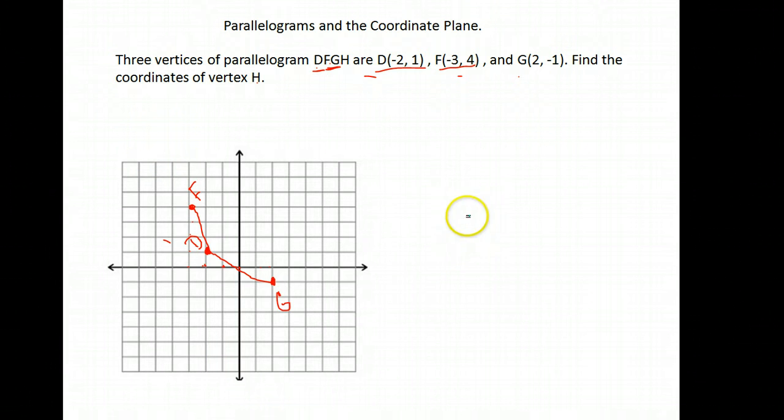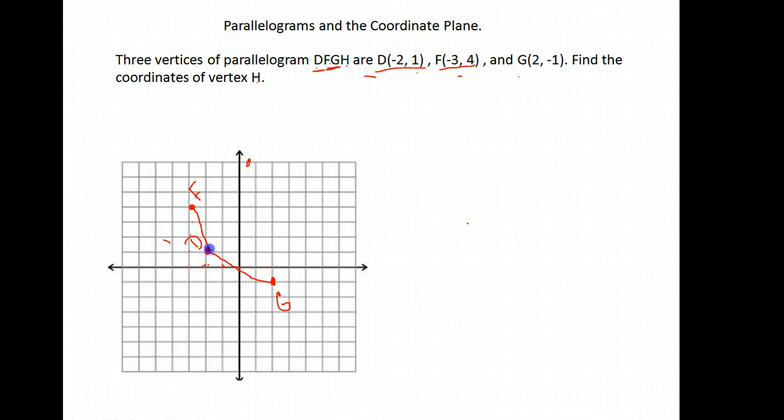All right, so let's take a look at this one. Looks like it's already started for us. Let's make sure it's been started correctly. So we have DFGH. This is an error that can happen. So again, you start by putting the points on the graph. So that's what's been done so far.